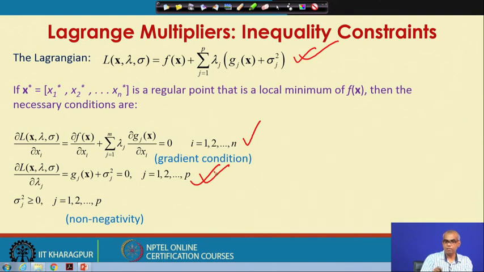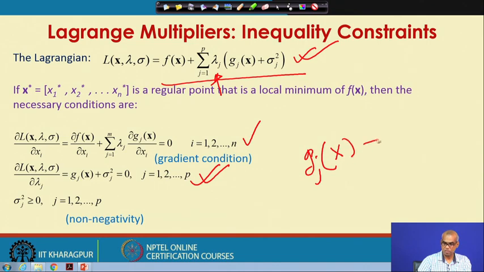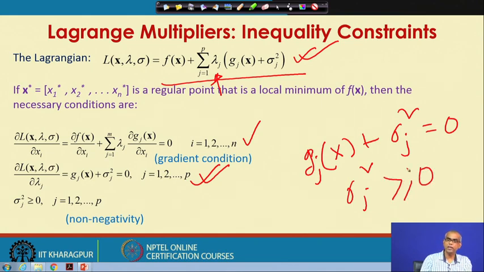So, when you take the derivative with respect to the Lagrange multiplier lambda j, what you get back is g j of x plus sigma j square equal to 0. And of course, sigma j square is greater or equal to 0, that is the non-negative condition on the slack variables.